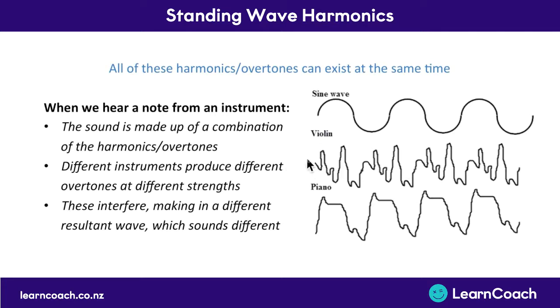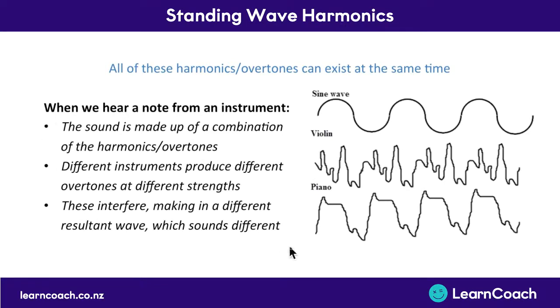So take 2 string instruments, a violin and a piano. These 2 waves produce the exact same note, but the combination of those different harmonics and overtones produce these very different resultant waves. And that's why when a piano and a violin or a guitar all play the same note, they actually sound different to your ear, because the composite or resultant wave is a different shape.